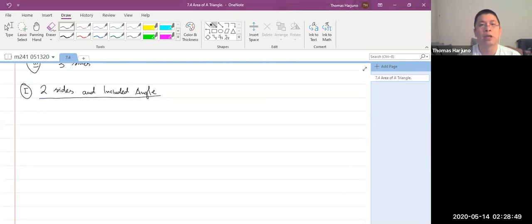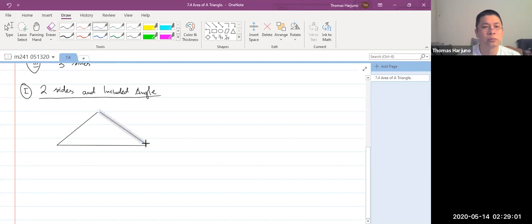Okay, suppose then I have a triangle with 2 known sides and the other side is unknown. Let's say this is angle A, this is vertex B, vertex C, so this is side B, this is side C. Now suppose what we know is 2 sides and included angle. Okay, how do we find the area?